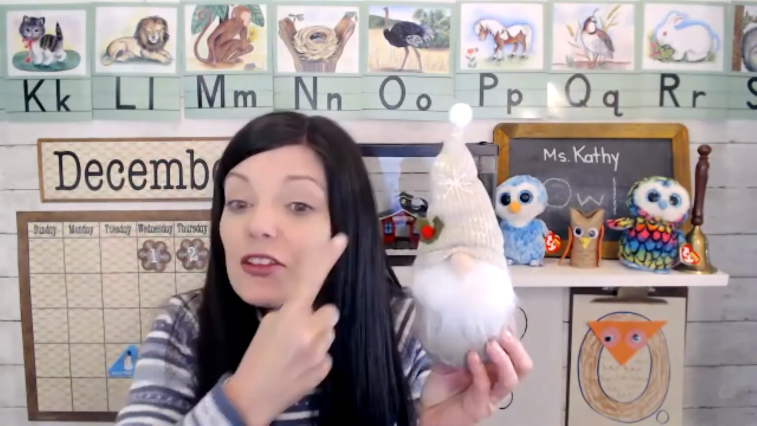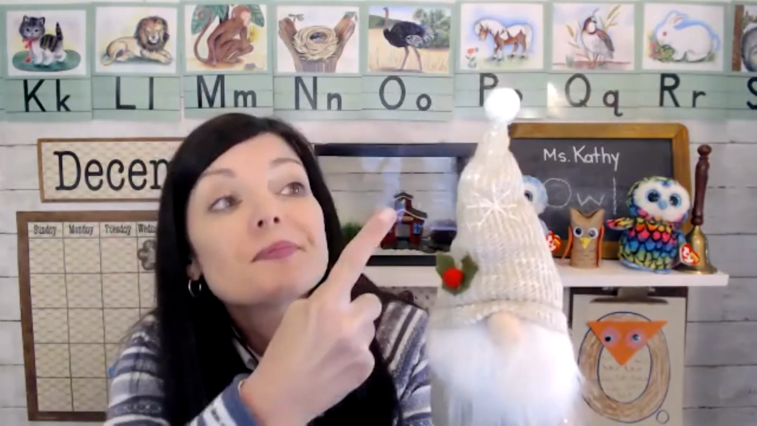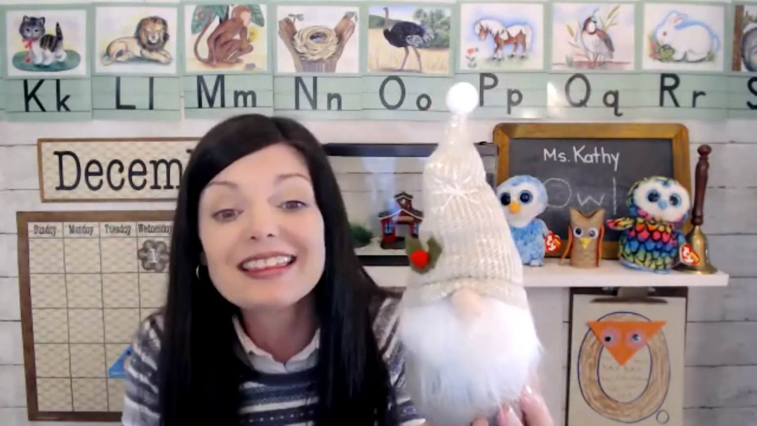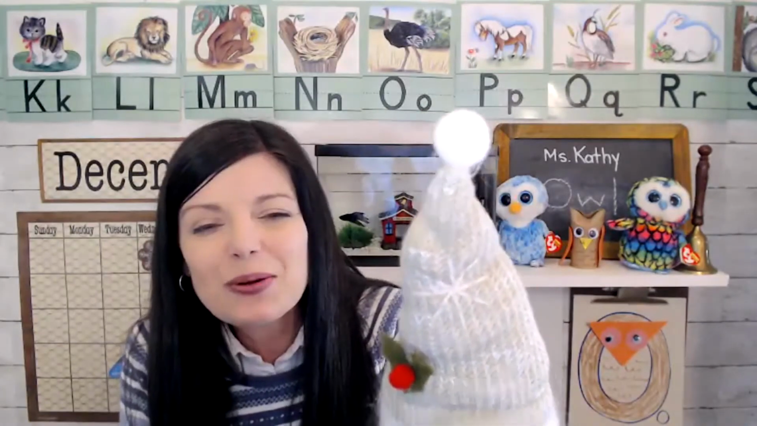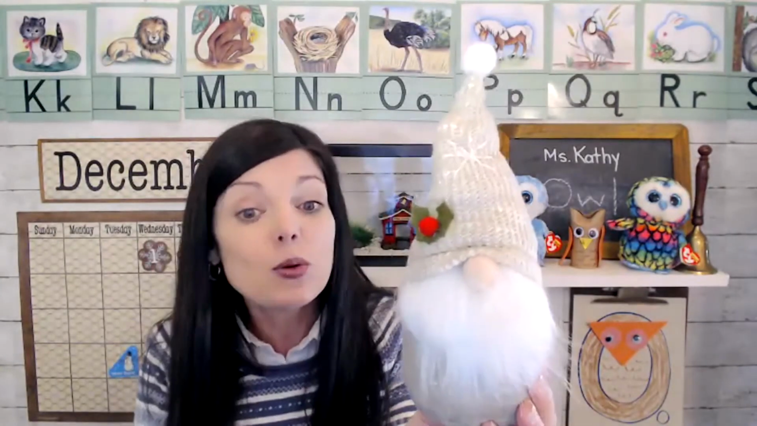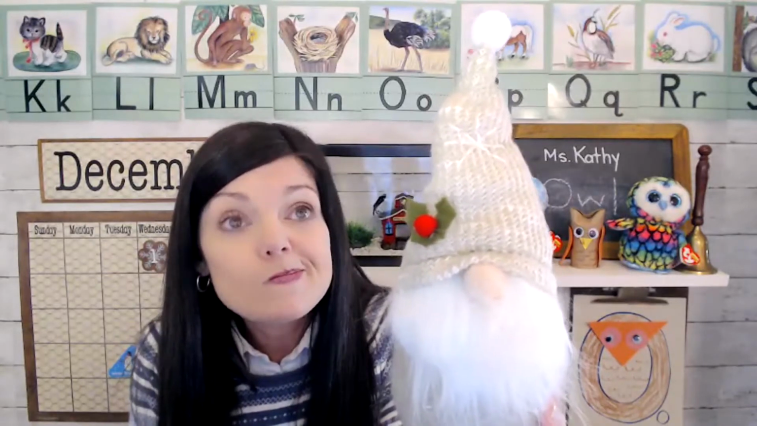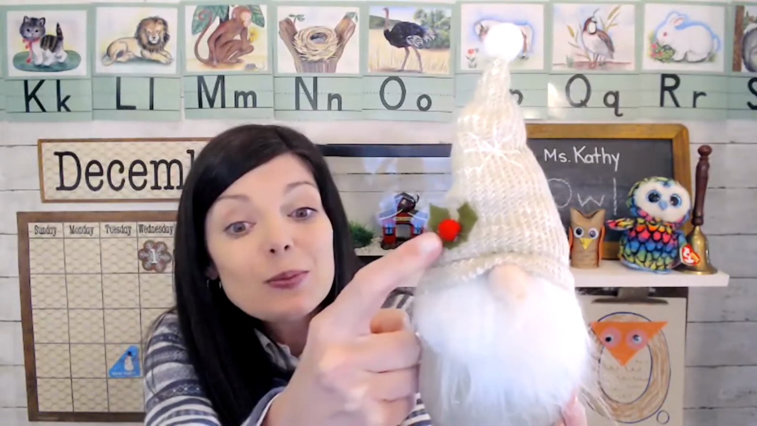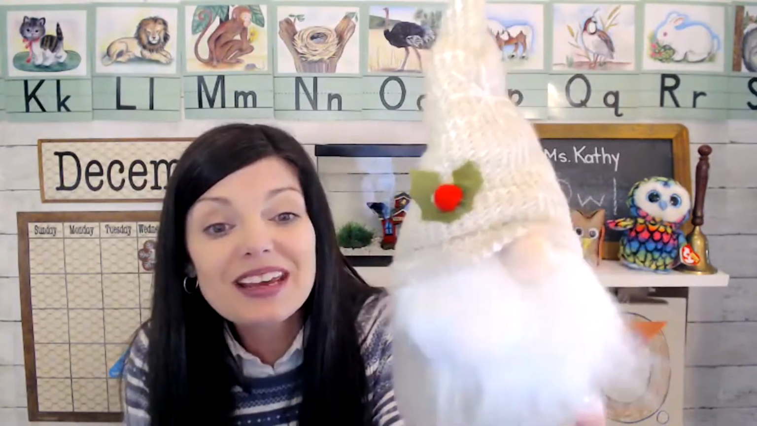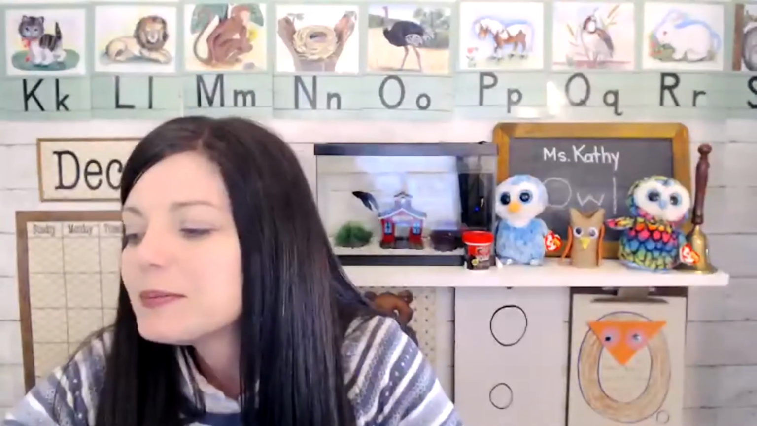That's a 2D shape. A sphere is round all the way around like a ball. Can you see another sphere? Right here at the top of his hat, that little ball is a sphere. Can you see one more? That little berry is also a sphere. Let's see what else I found.